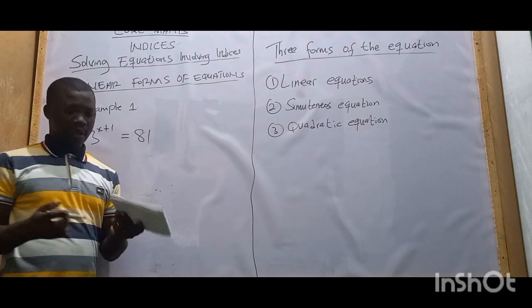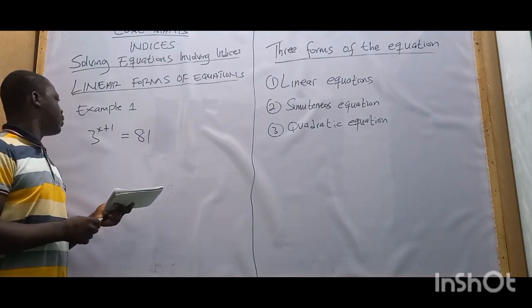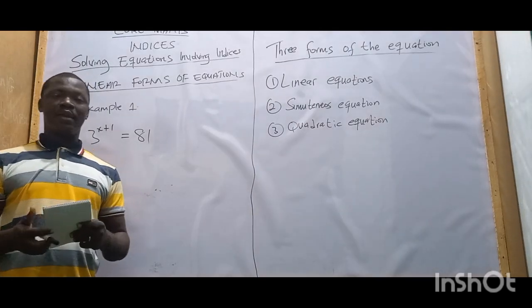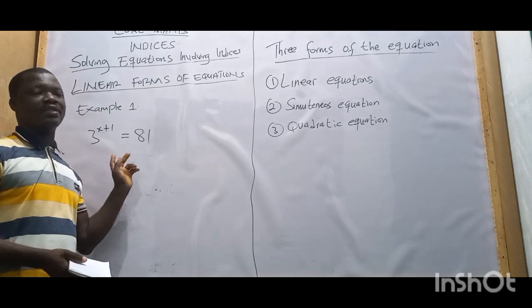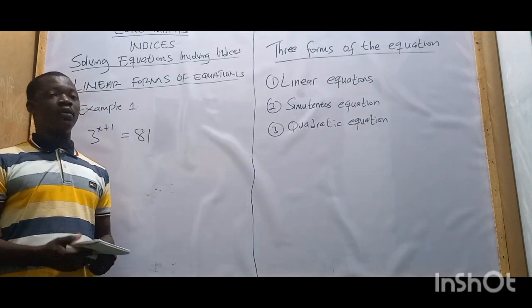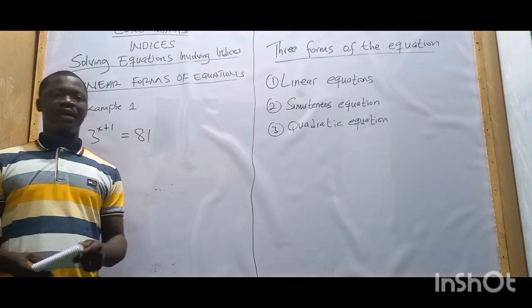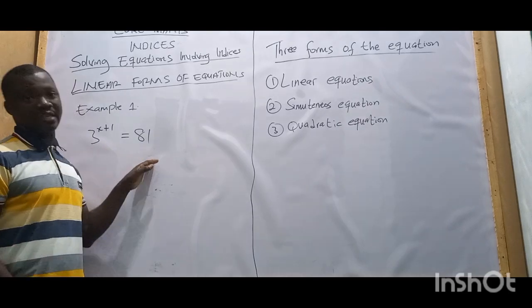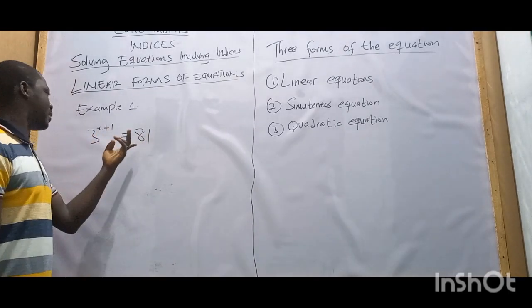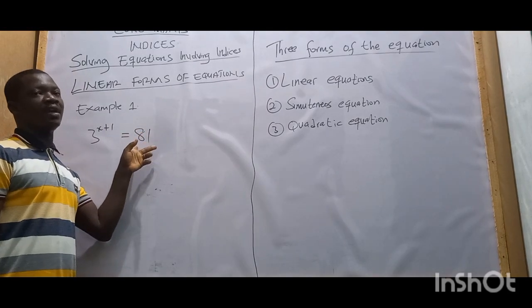So we have our equation: 3 exponent x plus 1 equal to 81. 3 exponent x plus 1 equal to 81. As I said earlier on, to solve equations involving indices, you have to make sure that the bases are what? The same. So we have 3 and 81. How can we make 81 to be 3 exponent something?